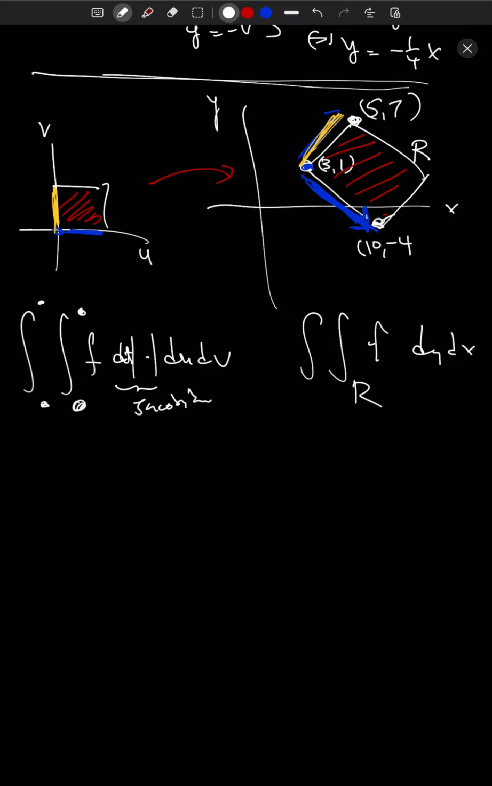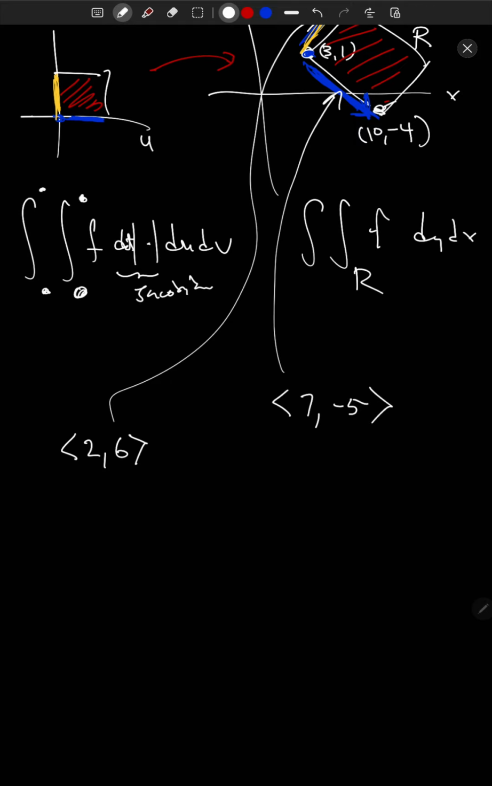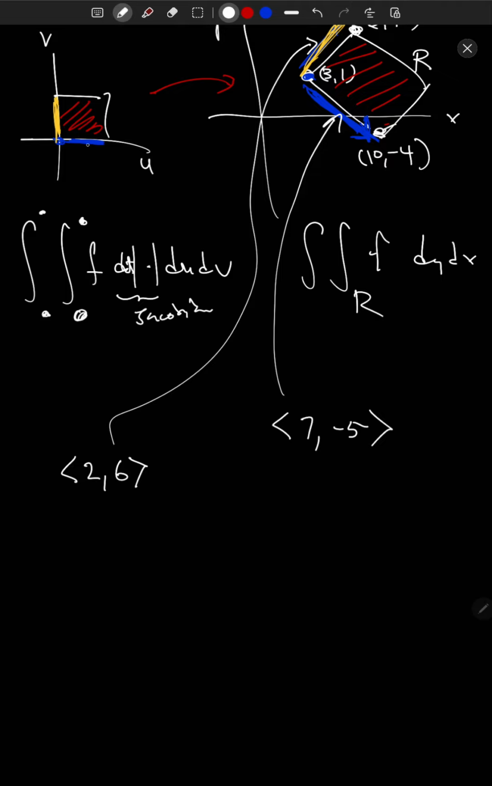Let me write down some of these vectors. This vector right there is going to be 10 minus 3, 7, comma, minus 4 minus 1, so minus 5. This vector over here is 5 minus 3, 7 minus 1, so 2, comma 6. What I ultimately want is for the horizontal segment to correspond with this 7, comma minus 5, and the vertical segment to correspond with the 2, comma 6.